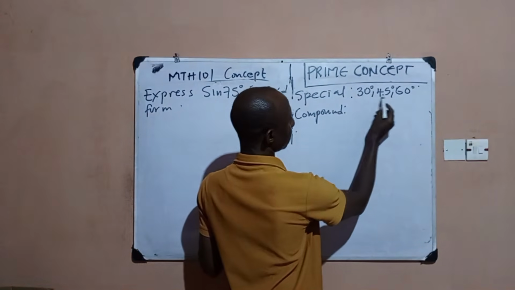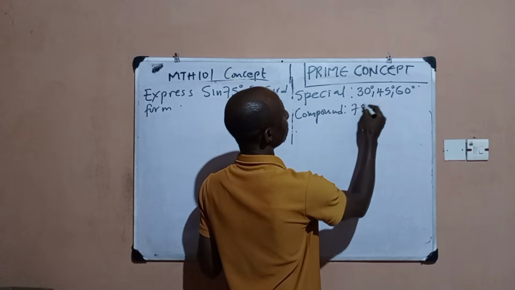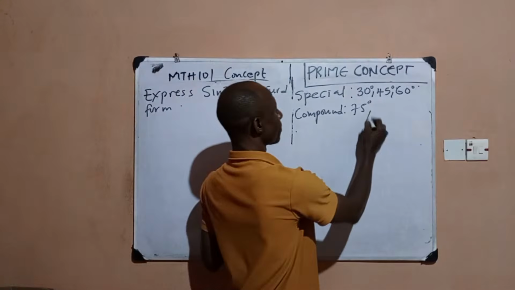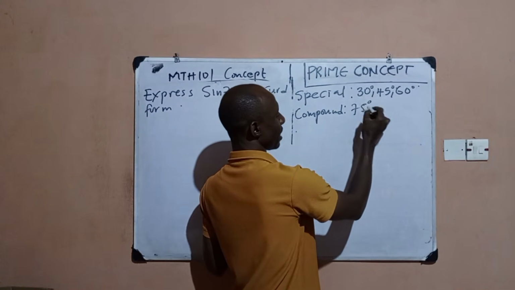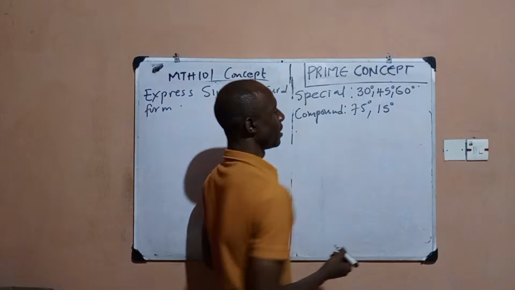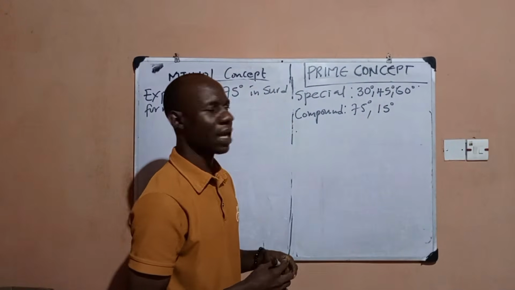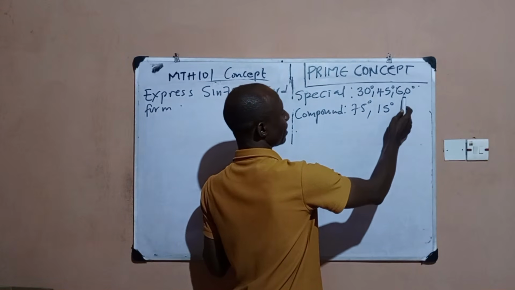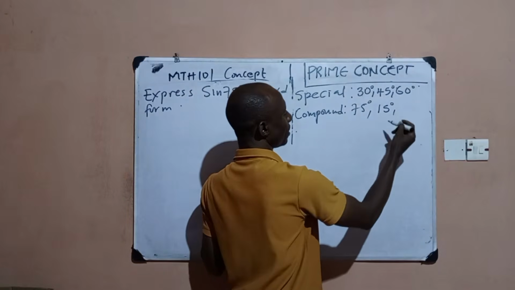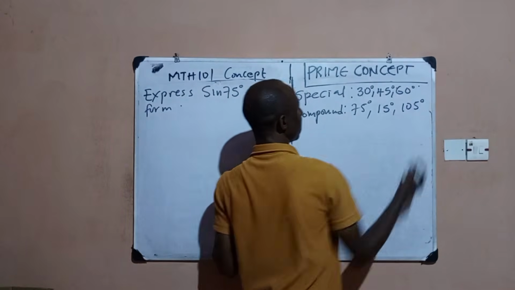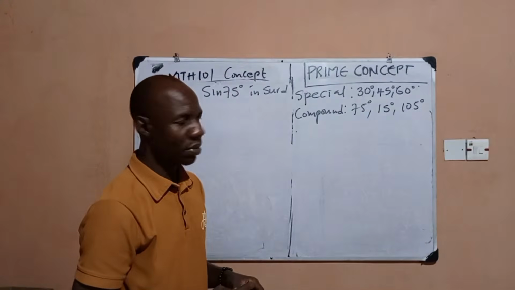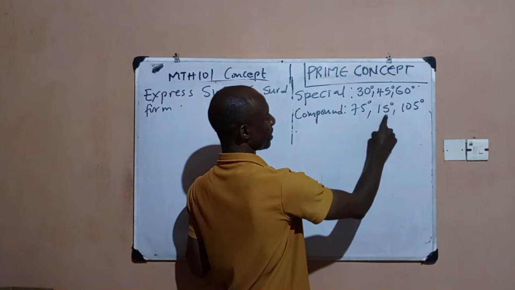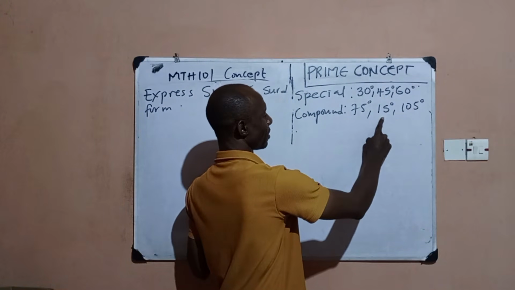So if I say 30 plus 45, what will it give me? It will give me 75. So it means that 75 is a compound angle. If I say 45 minus 30, what will it give me? 15 degree. 15 degree is a compound angle. If I say 60 plus 45, what will it give me? It will give me 105. It means that 105 is a compound angle, right? Which other way can you do? If you say 60 minus 45, it's still going to give you 15, right?